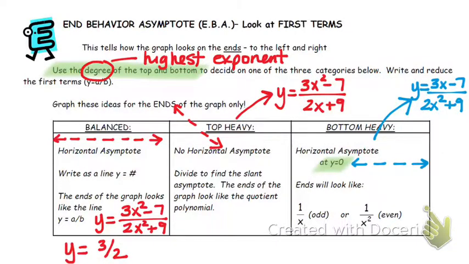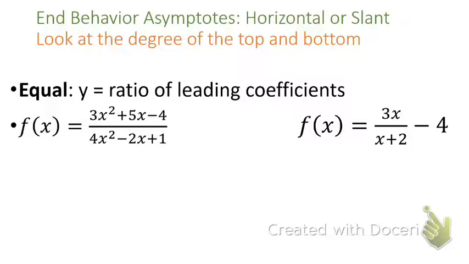Okay, so let's go ahead and copy down a couple of examples. We're going to look at a couple different balanced scenarios. We're going to figure out where the horizontal is, because it could be horizontal or it could be a slant. So we're going to look at the degree, top and bottom. I'll give you a minute to copy down these two examples, and then we'll discuss them.